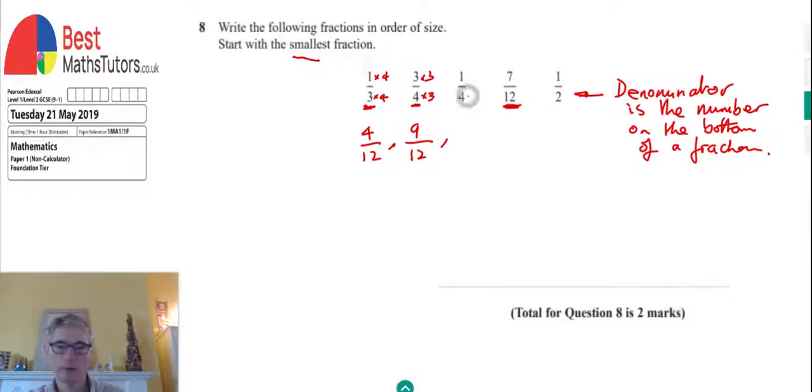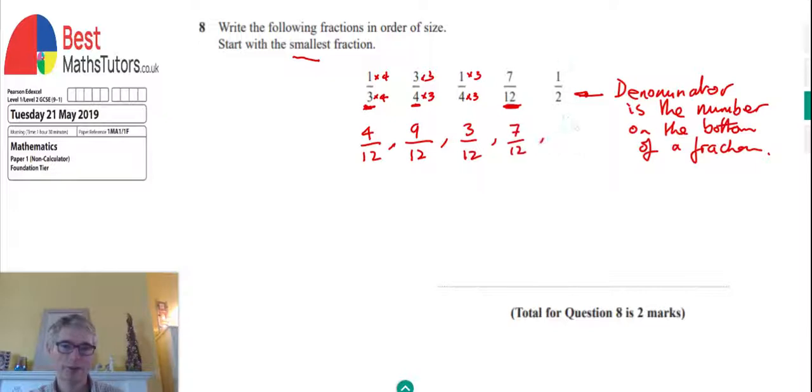And then we're going to times this one now by 3 again, because it's a 4 on the bottom. To make it a 12, we're going to have to times by 3. And because we've done that to the bottom, we've got to do it to the top. That's now going to be 3 on the top. The 7/12 we can keep as it is. So 7/12 just stays as it is.